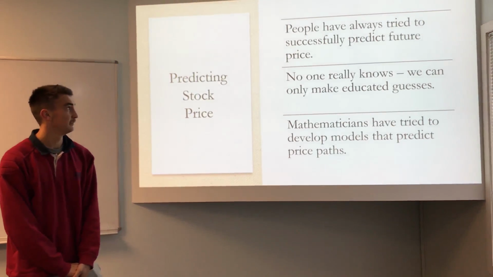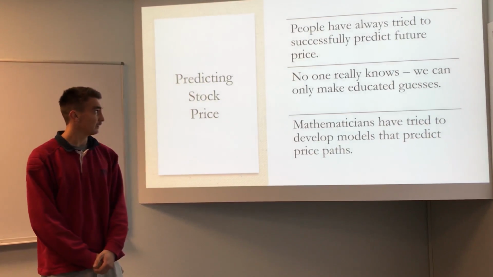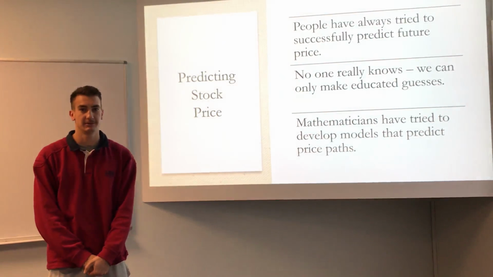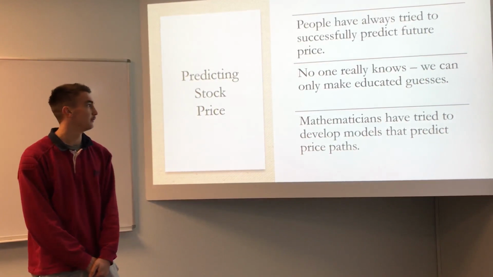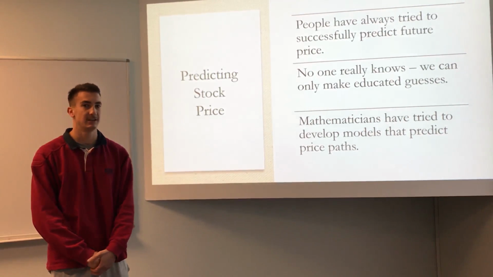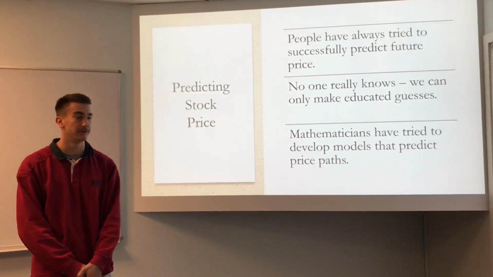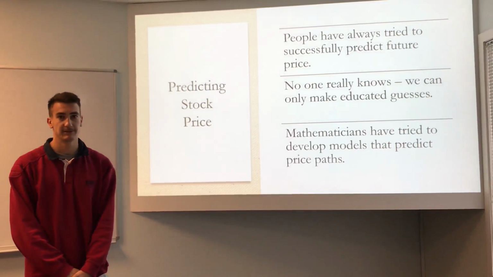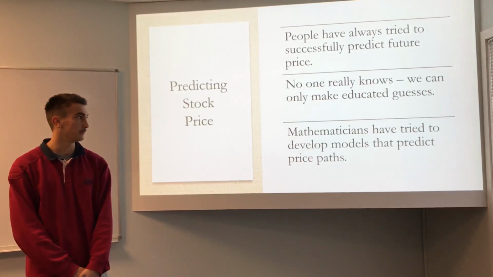So since the inception of financial markets, people have always tried to predict the future price for obvious reasons, as if we can predict the future price, we're able to make profits. However, no one really knows. With the technology and knowledge we have on financial markets, we can only make educated guesses on where the price is going to go, whether it's going to go up or down. Therefore, mathematicians have tried to develop models that predict price paths in order to make profits.